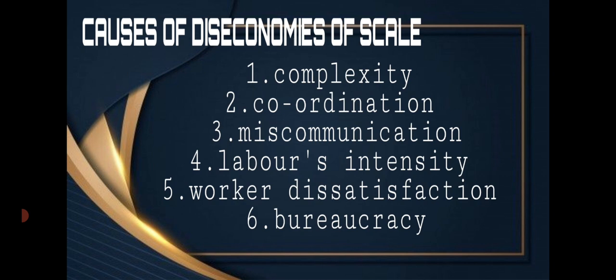Third one, miscommunication. Miscommunication at big firms can be common simply because of the sheer number of employees. Multiple locations create communication and supply chain difficulties. Diseconomies of scale also occur when a large amount of information must be distributed among many employees, where the company's message or business plan can be diluted.